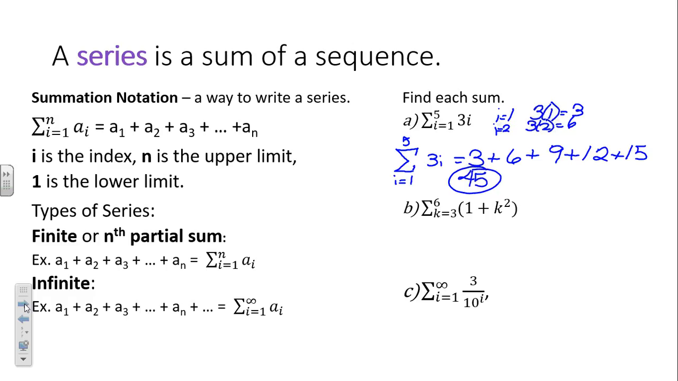All right, next one. Find the series when k is 3 to 6 of 1 plus k squared. k is going from 3 to 6, and I want you to find 1 plus k squared.